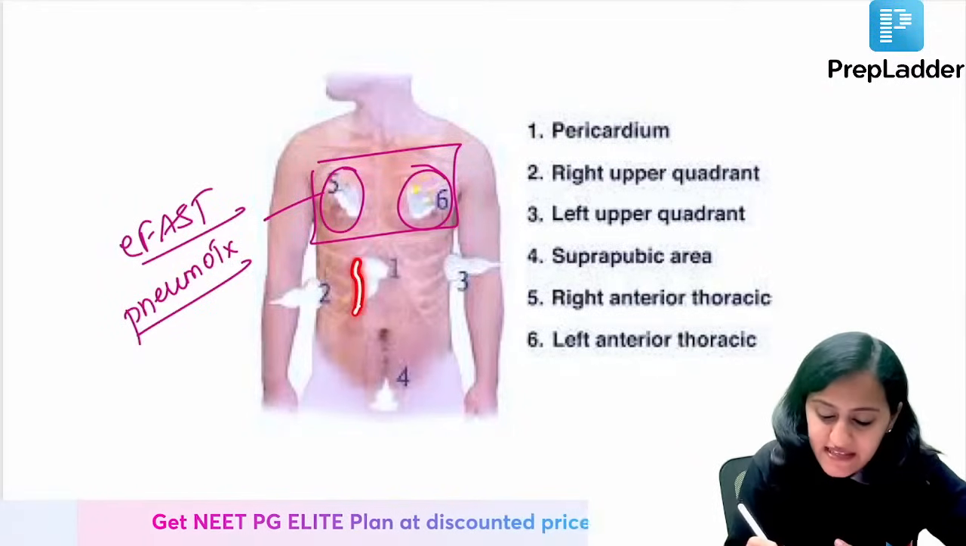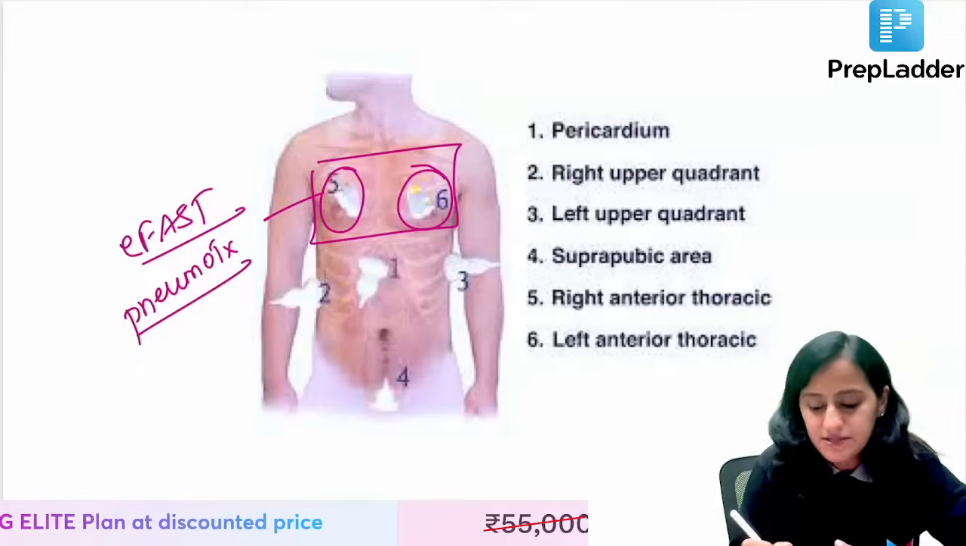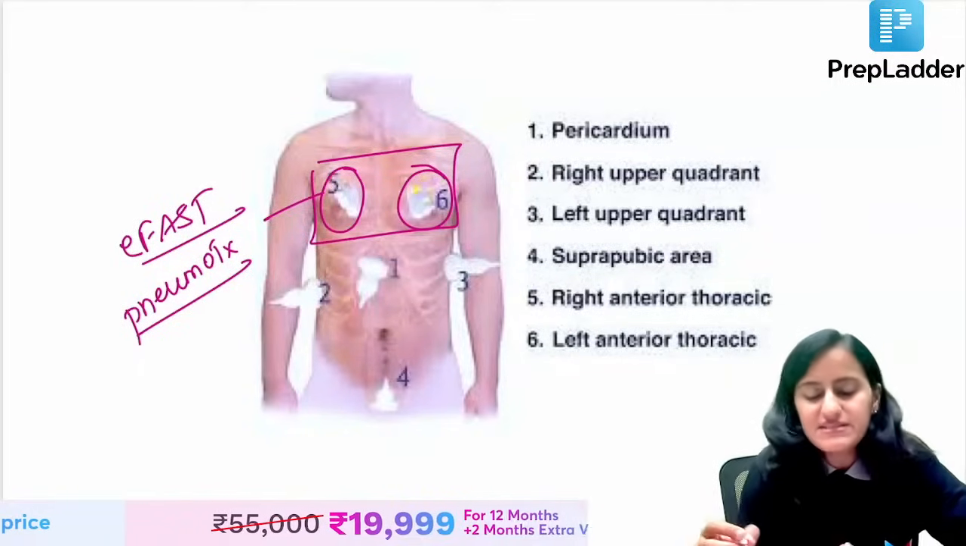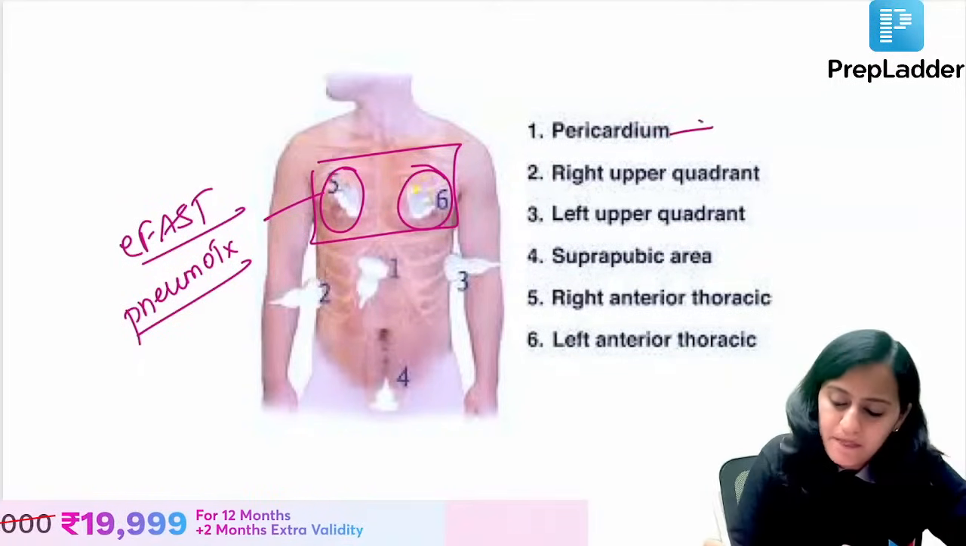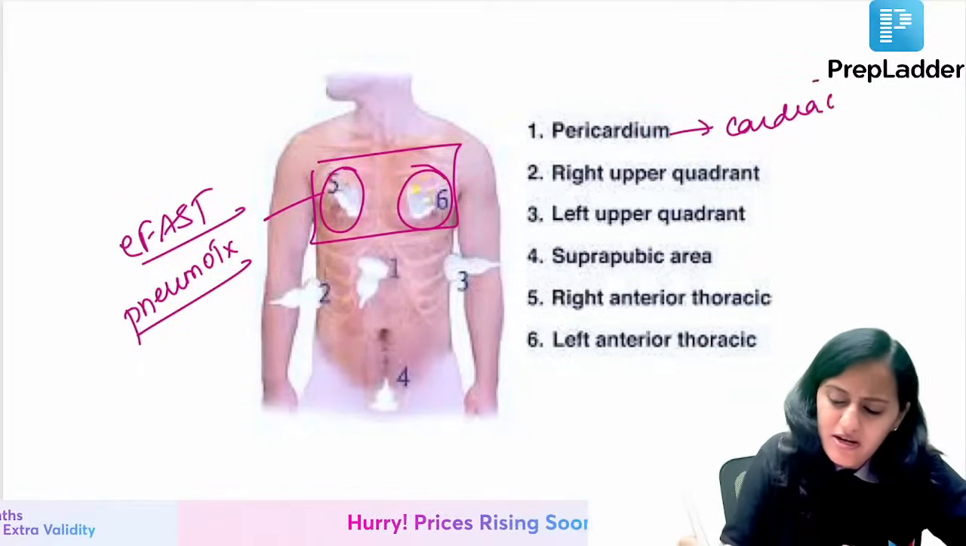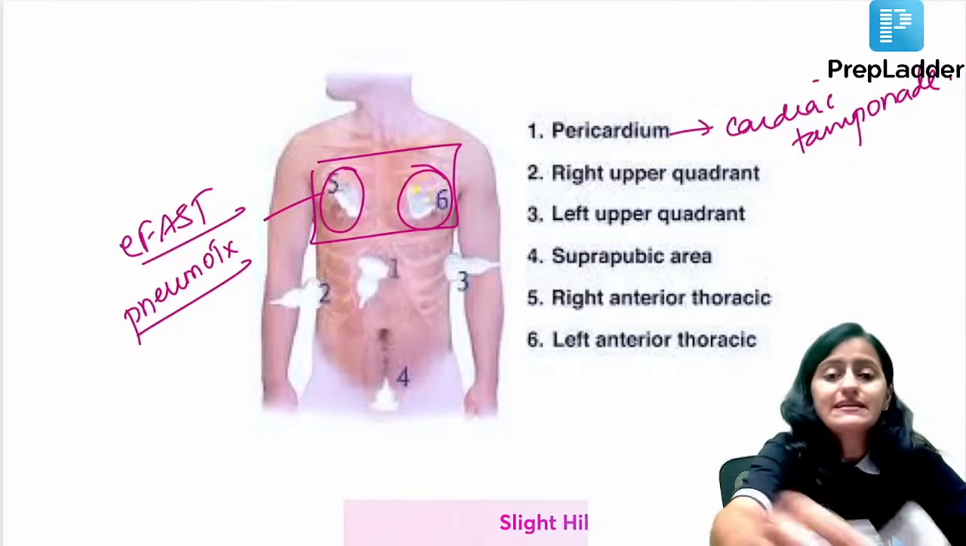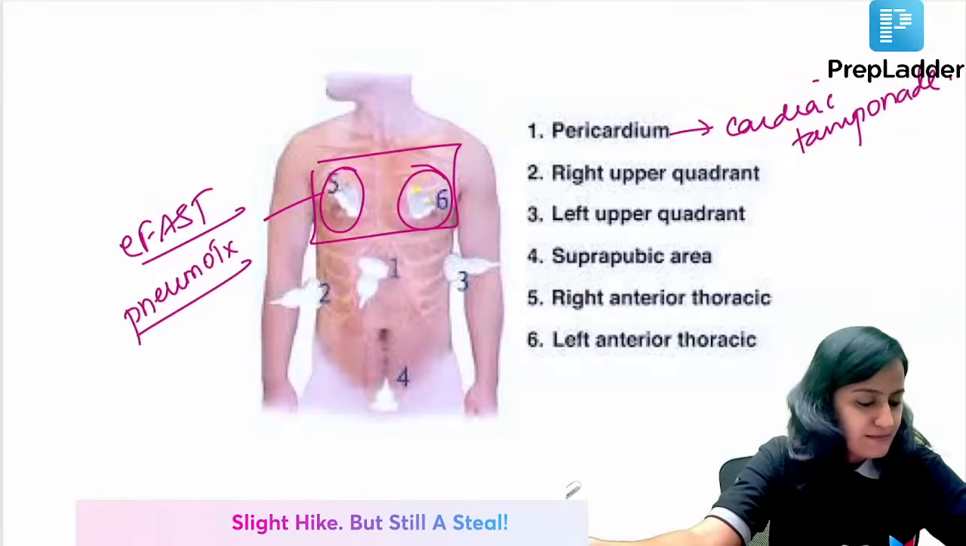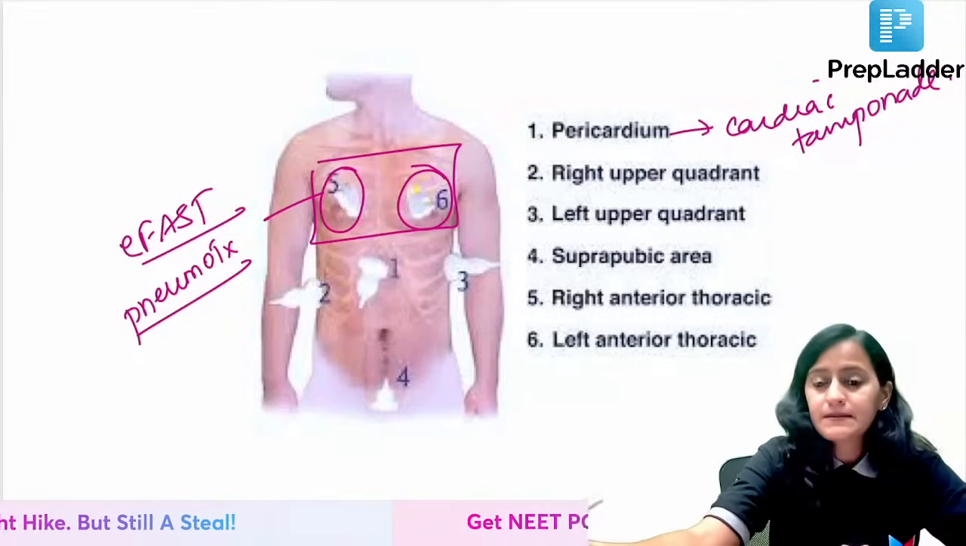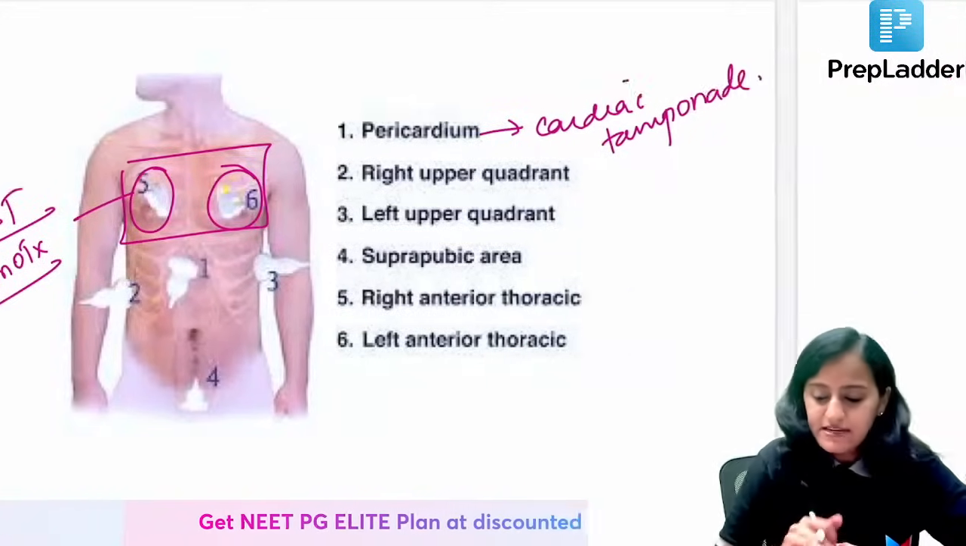What is the first area looking for in the FAST? आप ये epigastric xiphisternal region में किस लिए देखते हो? Basically we are looking for cardiac tamponade. Okay, we are looking for cardiac tamponade. Clear with everyone? Right, so this is e-FAST.